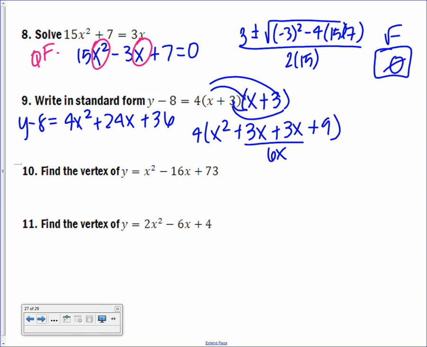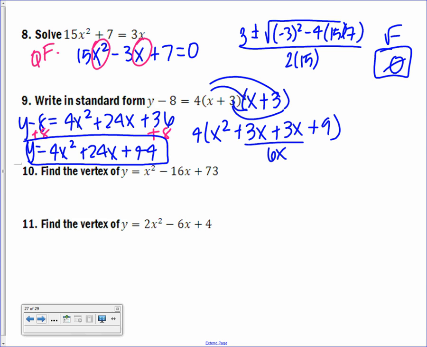So now I have y minus 8 equals 4x squared plus 24x plus 36, distributing that 4 all the way through. Standard form wants my y to be alone, so I'm going to add 8 to each side at this point, and then adding it to my value at the end. So I'm going to get 4x squared plus 24x plus 44. Okay, so you got to get it all expanded out and then in standard form.